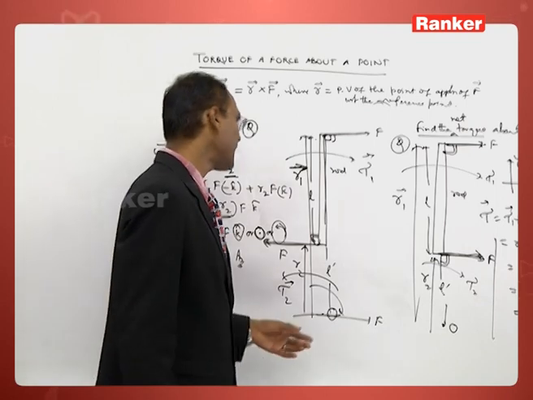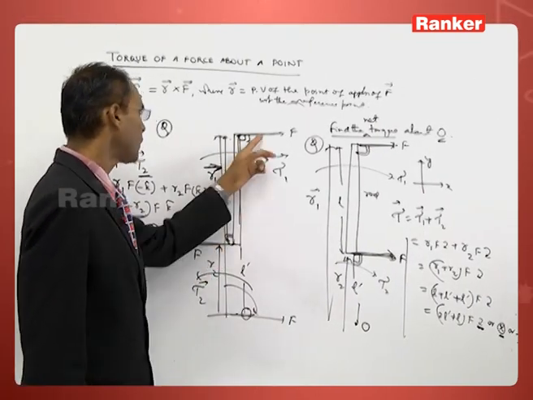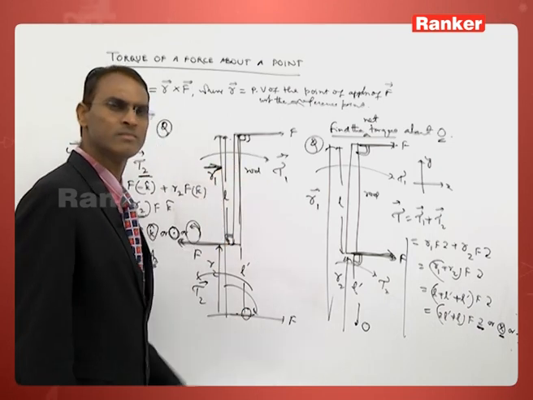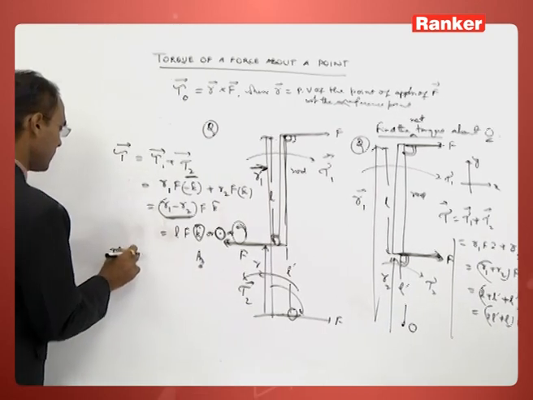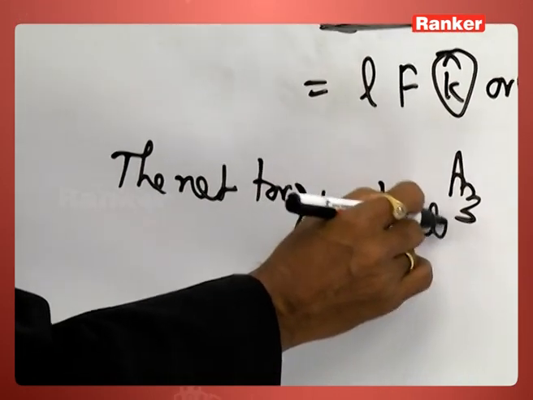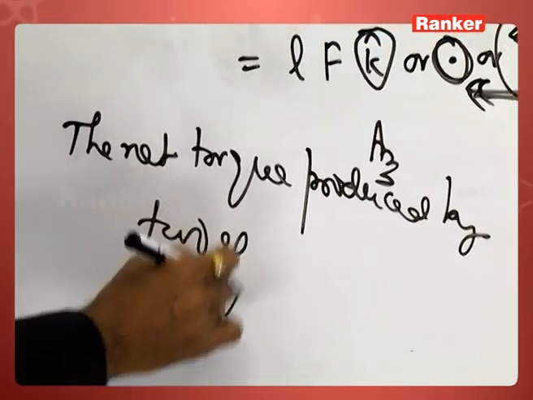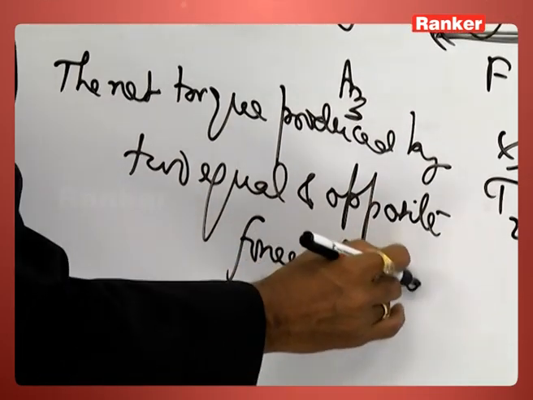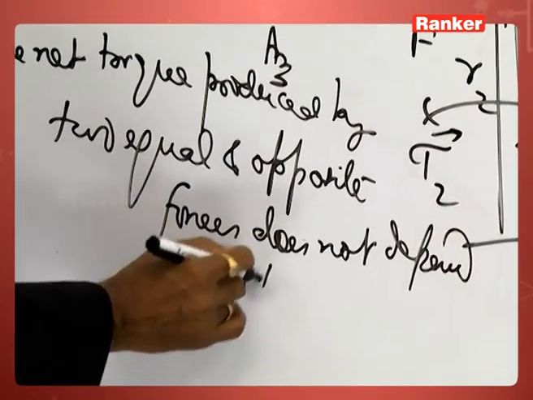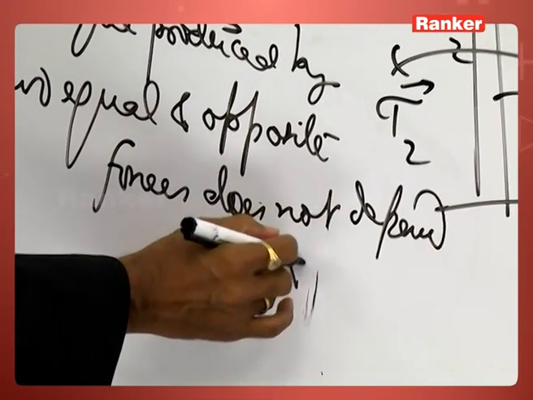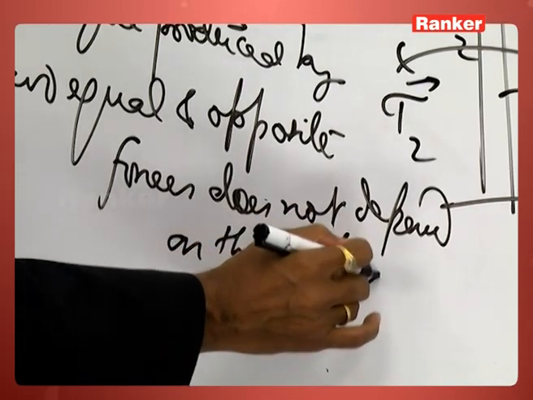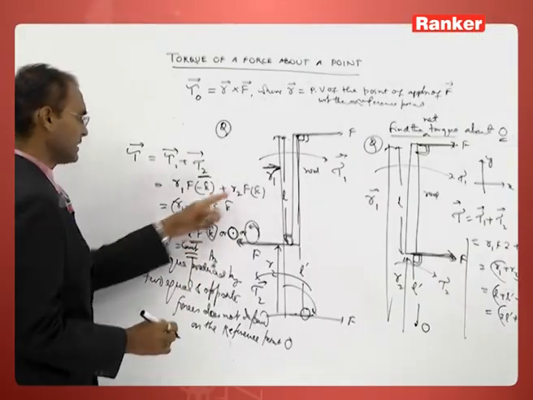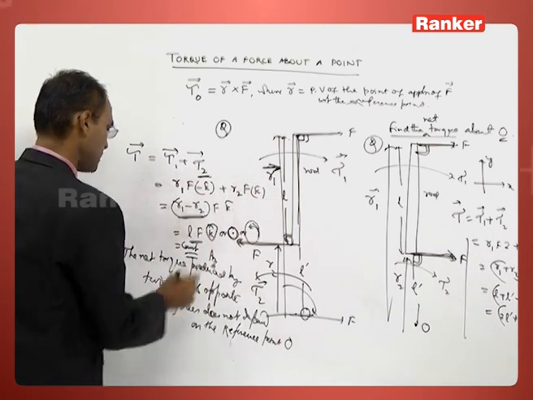So this gives us the idea that when you take two equal and opposite forces, the net torque produced by two equal and opposite forces does not depend on the reference point, because L is a constant quantity, F is a constant quantity, and K cap is a constant quantity.